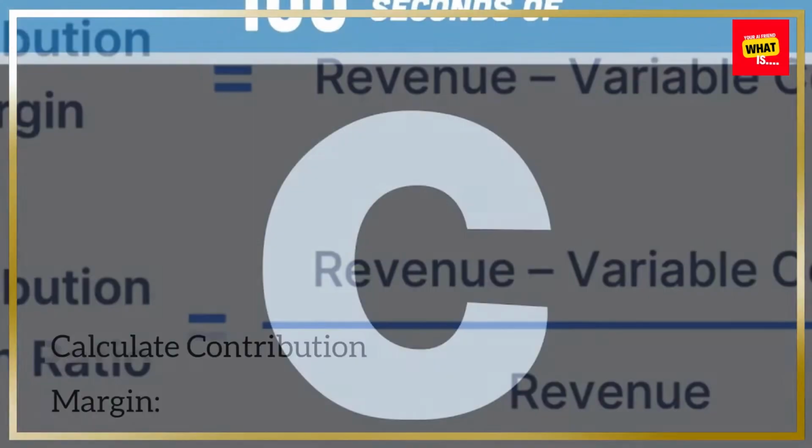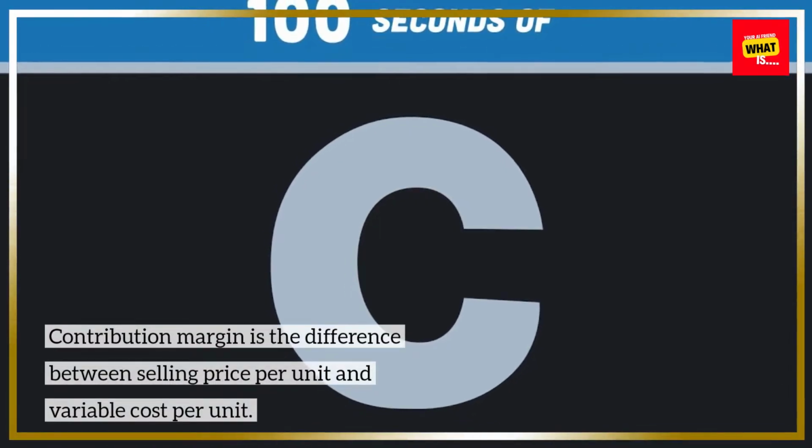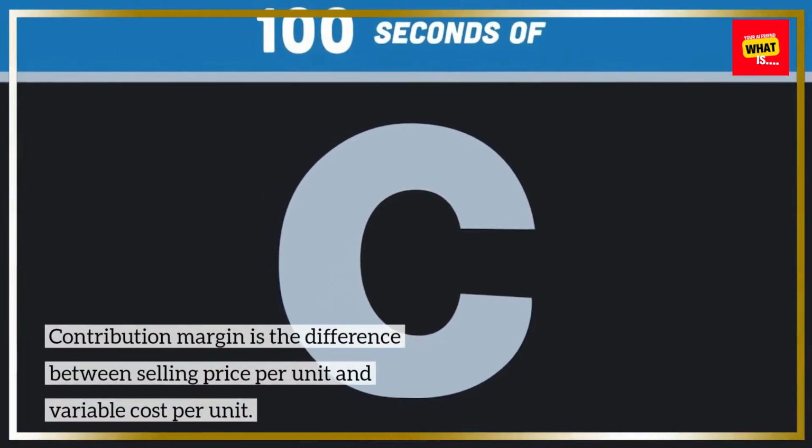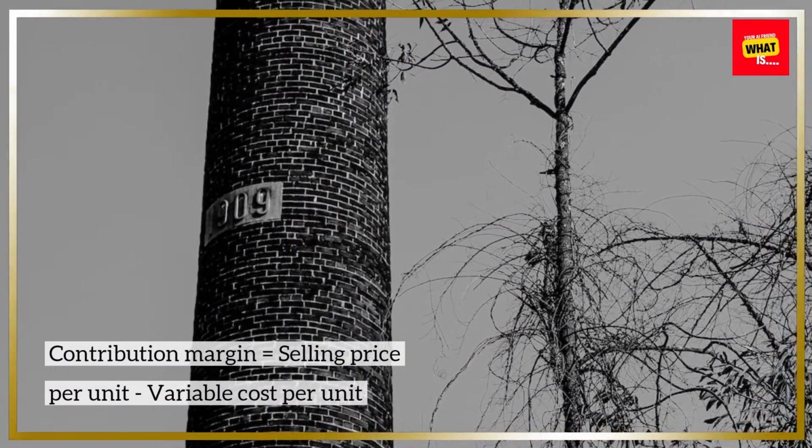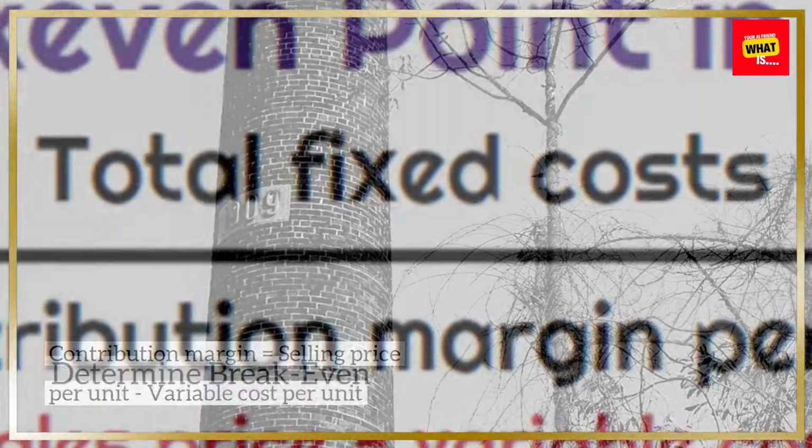Calculate contribution margin. Contribution margin is the difference between selling price per unit and variable cost per unit. Contribution margin equals selling price per unit minus variable cost per unit.